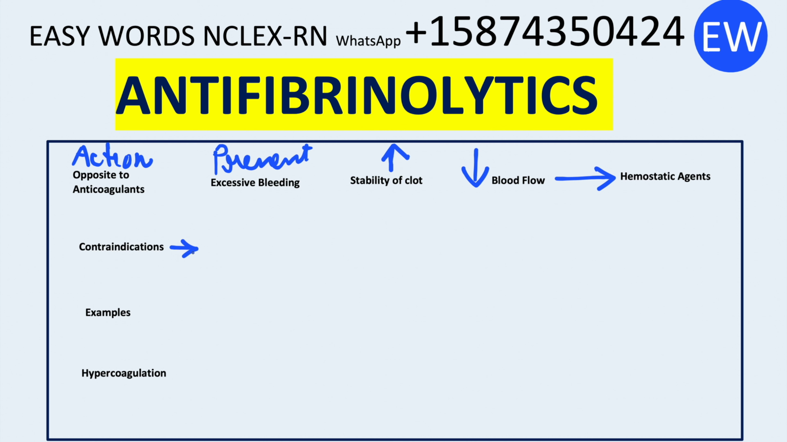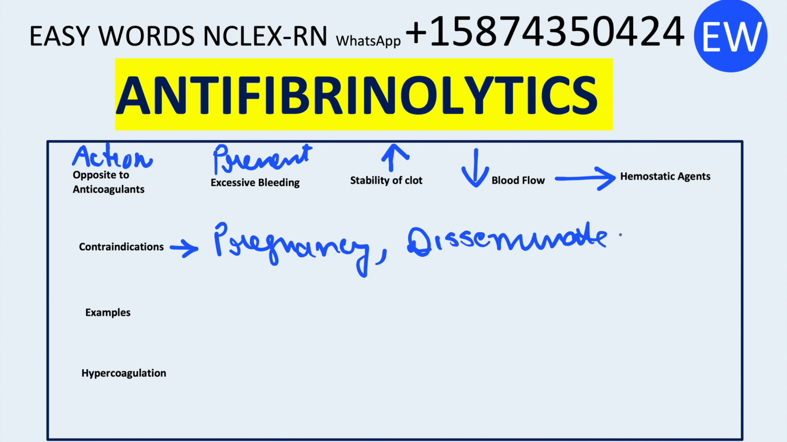Contraindications to use antifibrinolytics. We cannot use antifibrinolytics in pregnancy, and also they cannot be used if the client has disseminated intravascular clotting, and also if the client has severe renal impairment.